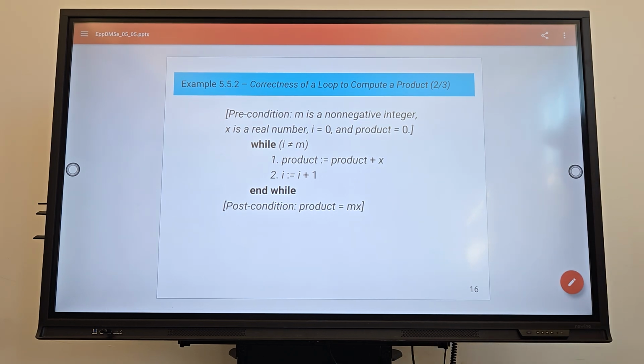Precondition: m is a non-negative integer, x is a real number, i equals 0 and product equals 0. While i does not equal m, do the following: product equals product plus x, and i equals i plus 1. Postcondition: product equals m times x.